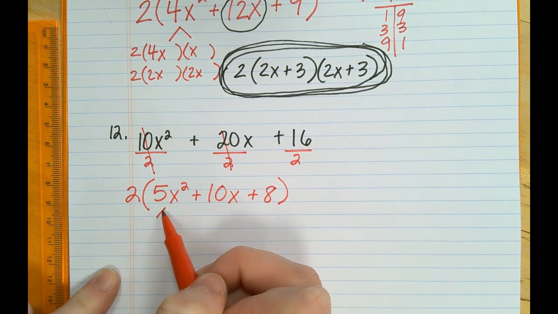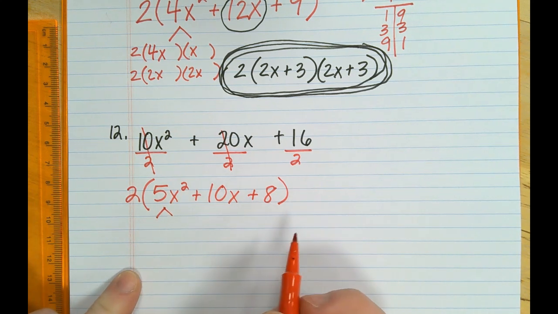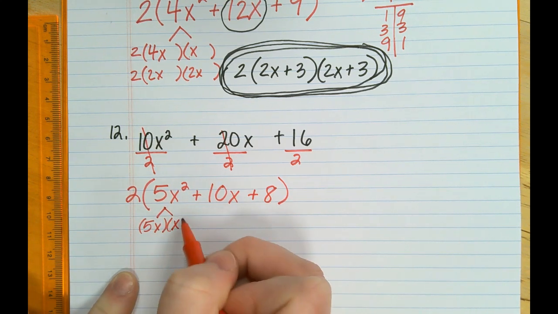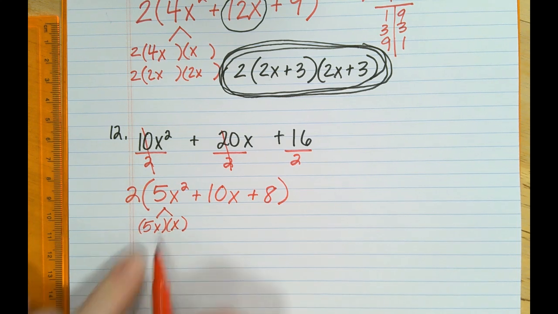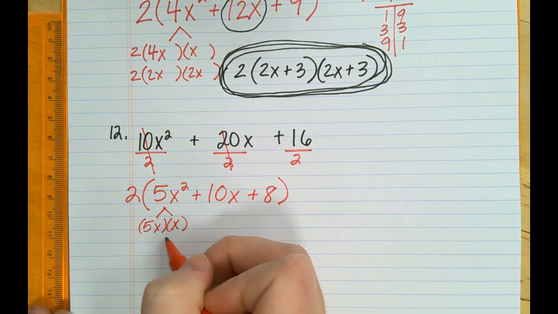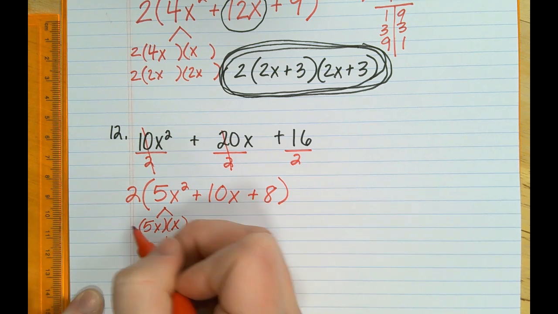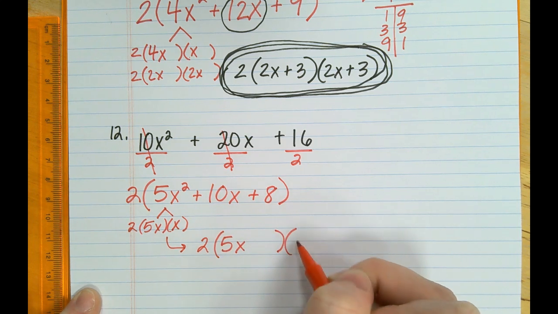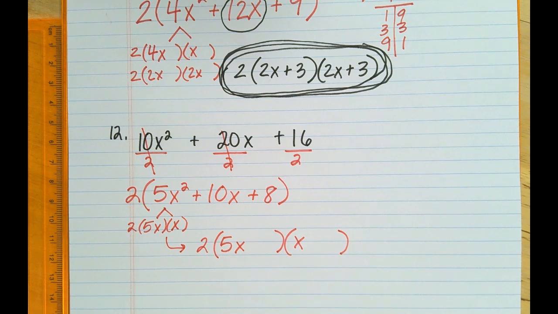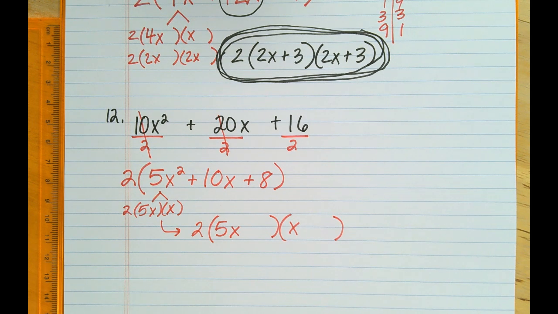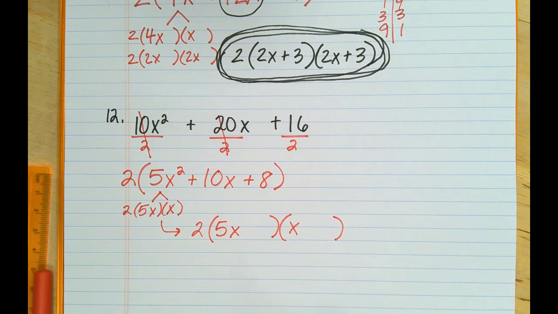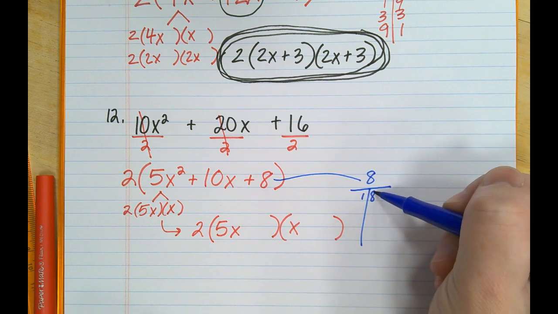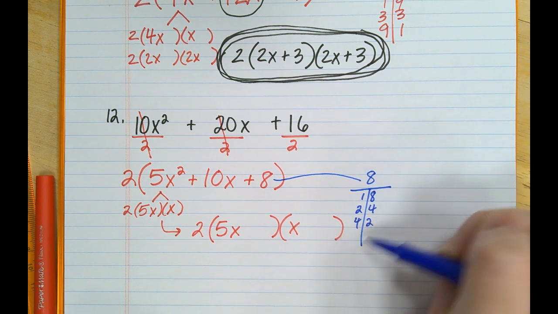And what are the factors of 5x squared? 5x and x. And are there any others? No. So this is our only option. Hallelujah. All right. Don't forget the 2. Bring this over here. 5x and x. And now we need to just try some things out. What number are we checking factors of now? 8. Yep, 8. So 1 and 8, 2 and 4, 4 and 2, 8 and 1.